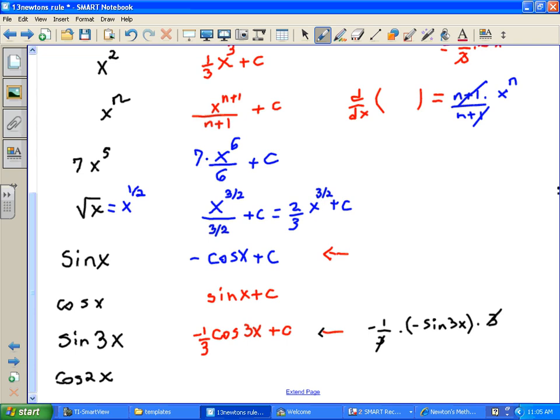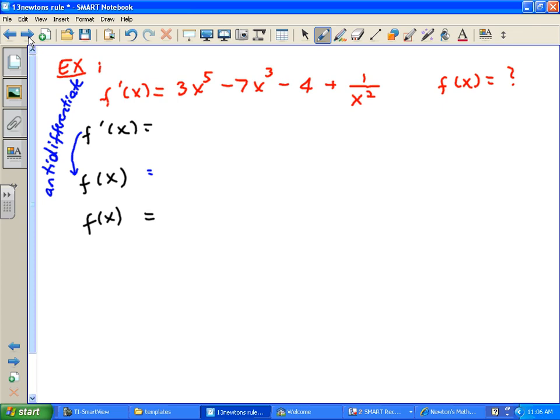Okay, I'm going to ask you to finish the next few things in your groups. I want you to check cosine 2x when you go to your groups. Also, when you go to your groups, I'm going to ask you to do this one. I'm giving you f prime. I want you to find the antiderivative of that function.